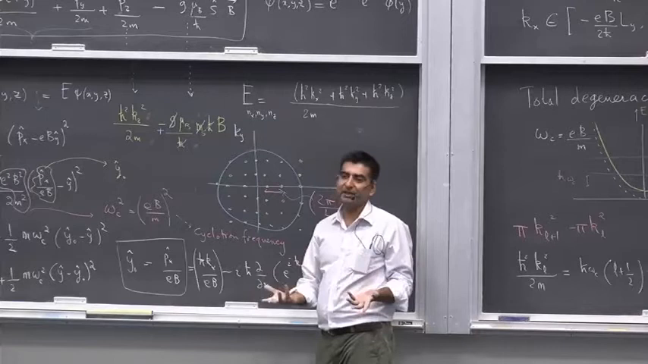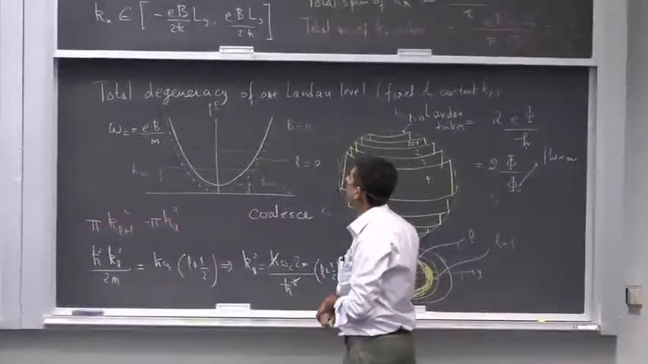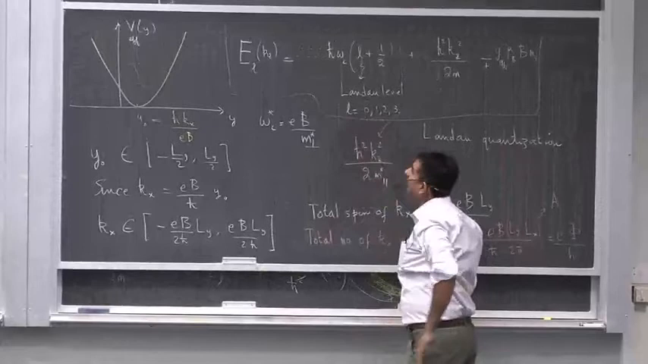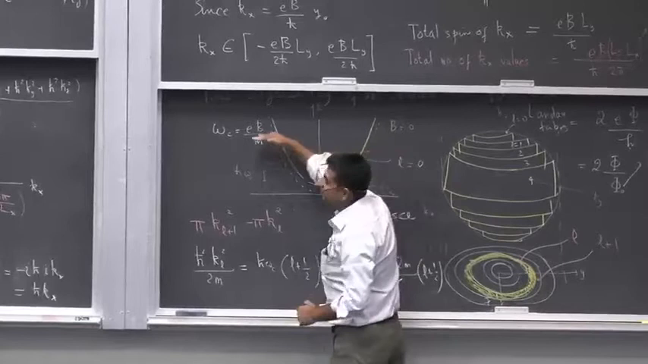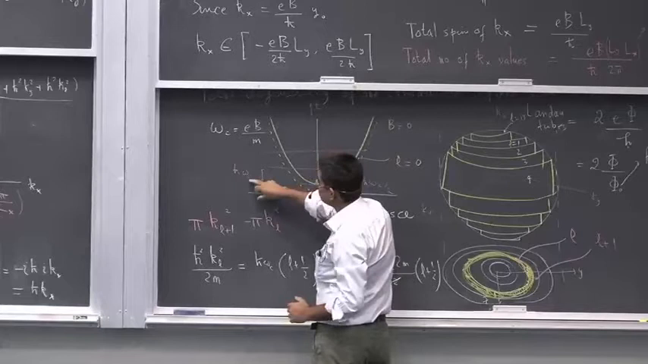Now you turn on a magnetic field, the k-space structure changes. How does it change? It changes in accordance with this dispersion relationship. The energy now depends upon a quantum number L. That's why the energy of the electron depends upon L, so it is these levels, which are equally spaced because it's a harmonic oscillator. The separation between these levels now depends upon the magnetic field.